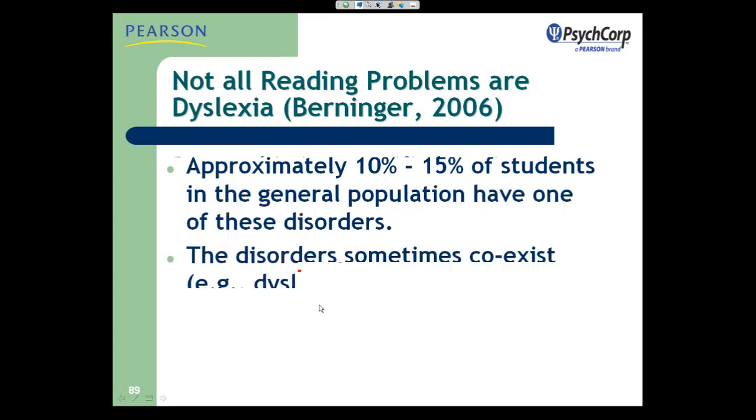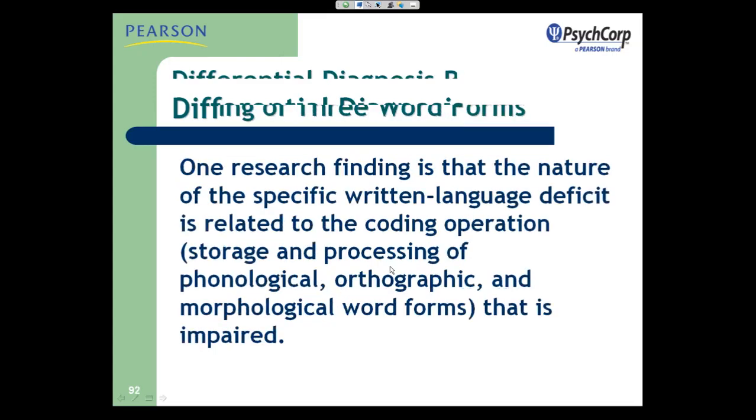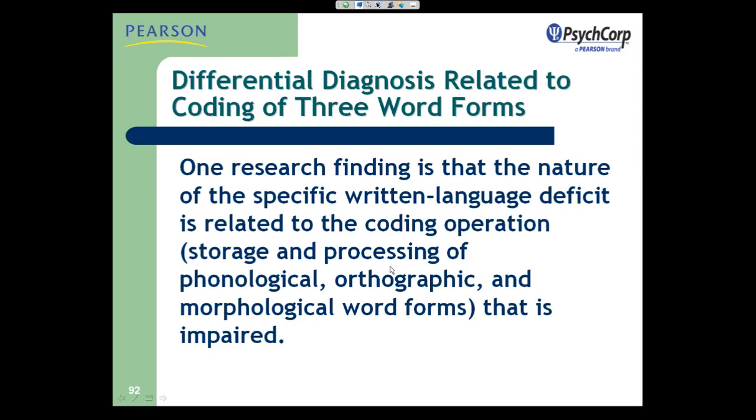But let me just tell you, in this case, we want to find out if the student's reading difficulties are symptoms of the dyslexia, maybe it's dysgraphia, or maybe it's an overall language disability. So one of the things that Dr. Berninger talks about is that it's really important for us to understand which of the three word forms is deficient in terms of coding. With which of the word forms am I struggling? Because that really helps us to understand whether the diagnosis should be dyslexia, dysgraphia, or the language disability.